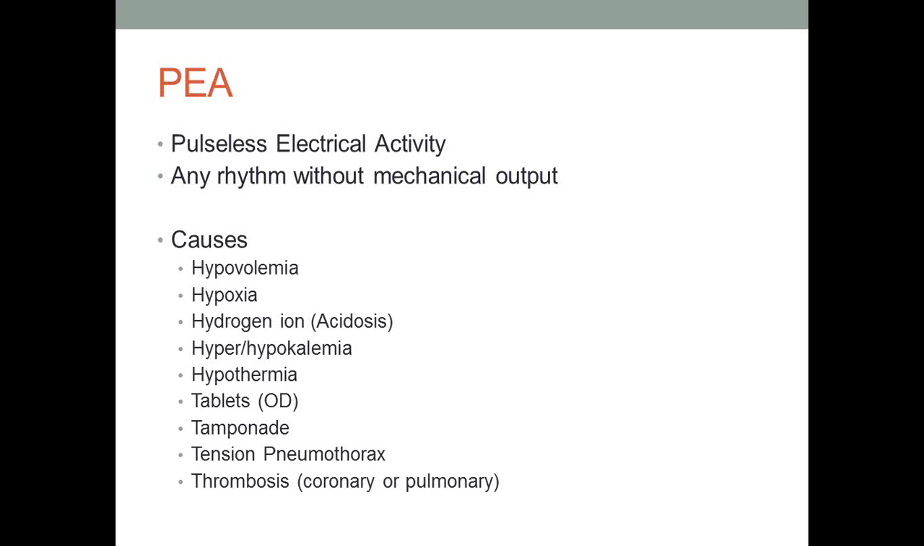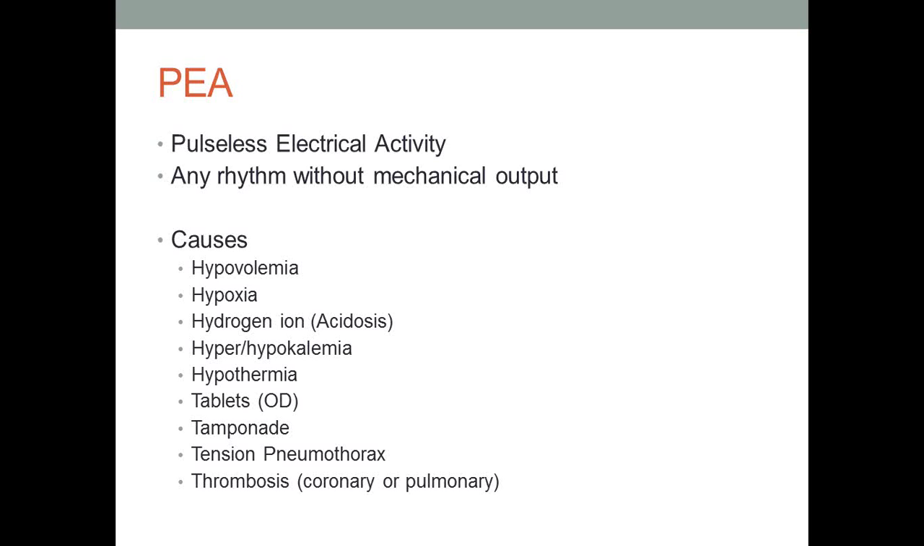Okay, so again, any rhythm that does not have mechanical output is not shockable. So your V-tach and your V-fib, those are shockable rhythms. Those are rhythms that you will shock in an attempt to restart the heart into a perfusing rhythm. So again, a PEA is any rhythm other than V-tach, V-fib, or asystole where there is no mechanical output, so you cannot feel a pulse.